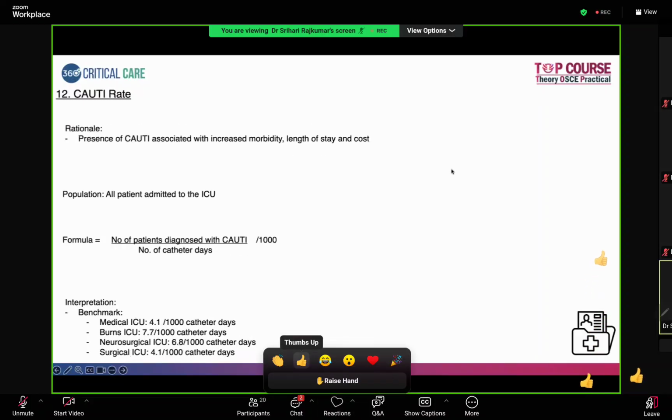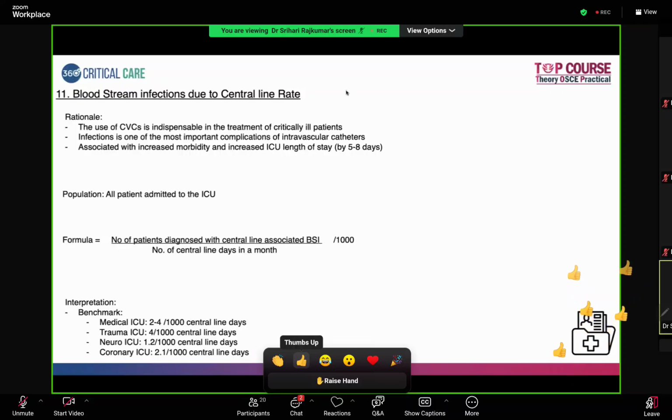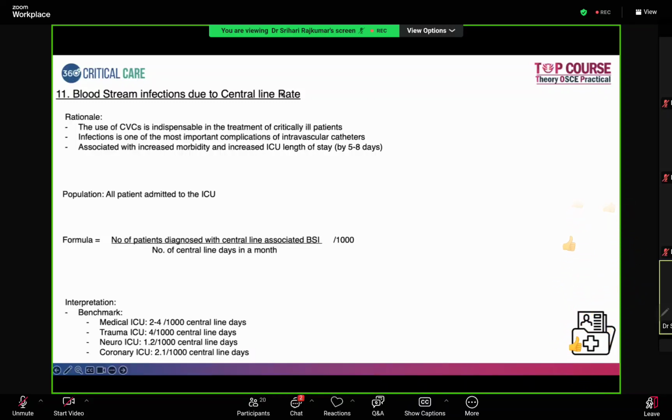Okay. So coming to bloodstream infection rate, that is CLABSI or CRBSI rates. Bloodstream infection rates due to a central line, but it can be due to other catheters also. So the rationale is the use of CVCs is indispensable in the treatment of critically ill patients. So infection is one of the most common complications of intravascular catheters, and it is associated with increased morbidity and increased ICU length of stay by almost 5 to 8 days. It's almost similar for VAP. So the formula is the number of patients diagnosed with central line associated bloodstream infections divided by the number of central line days in a month.